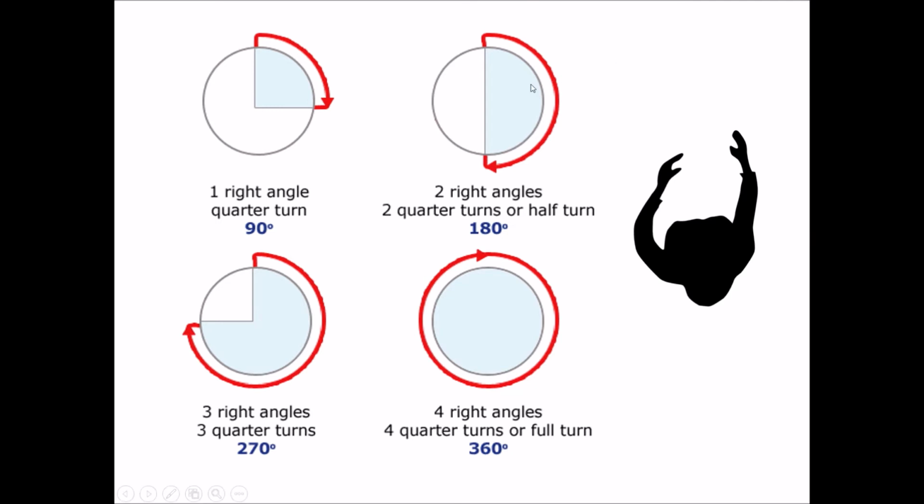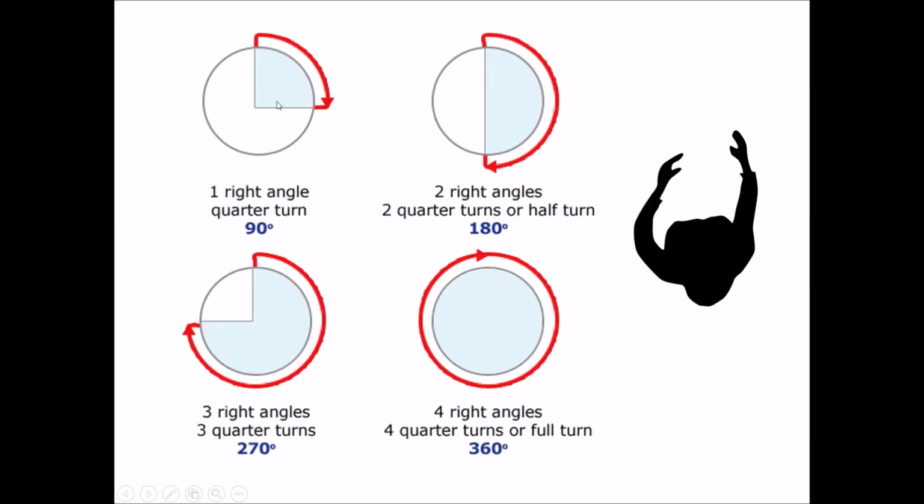If she were to do another quarter turn, she would be facing the bottom of my screen. If she did another quarter turn, she would be facing the left edge of my screen. And if she did one more quarter turn, she'd be facing forward, having done a full turn. Okay?